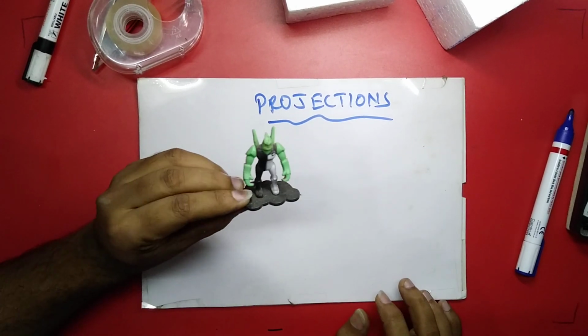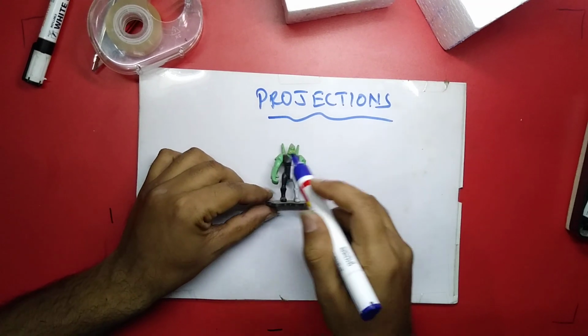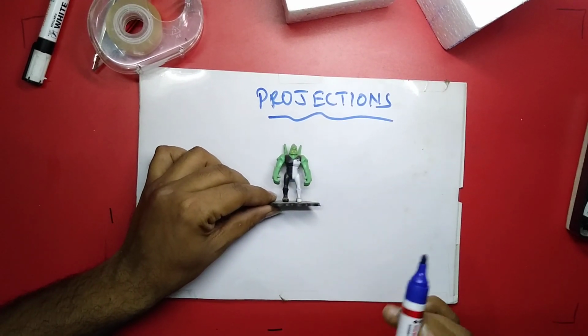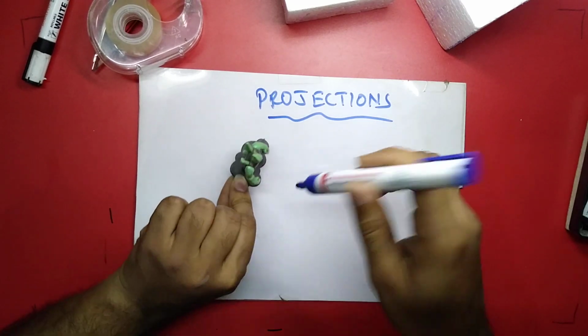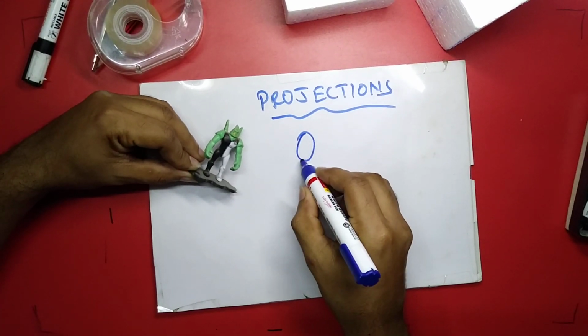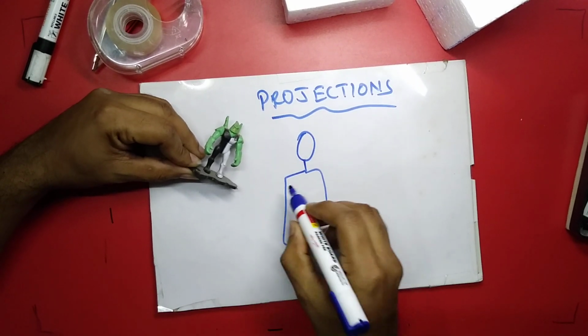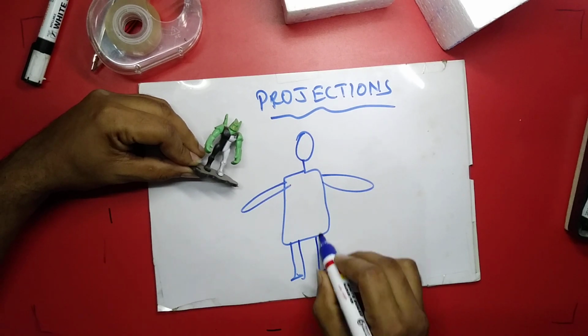See, I'm taking this figure, right? I'm drawing the outline of this figure, or else the detailed structure of this figure, looking in this direction or in this direction or in this direction. Over here, head, body, hands and legs.